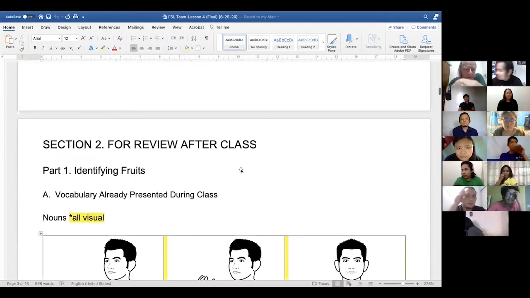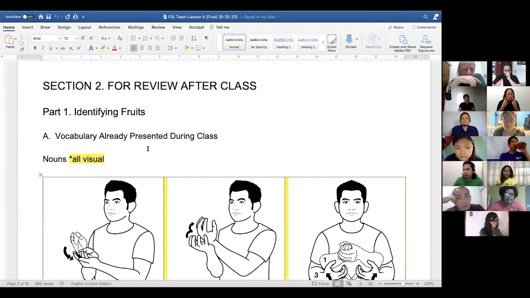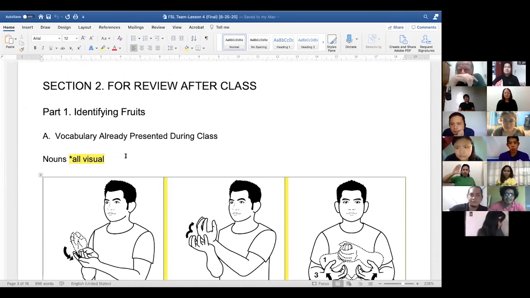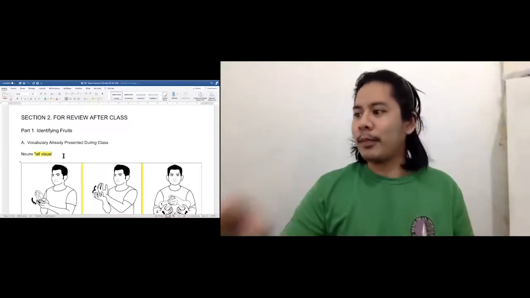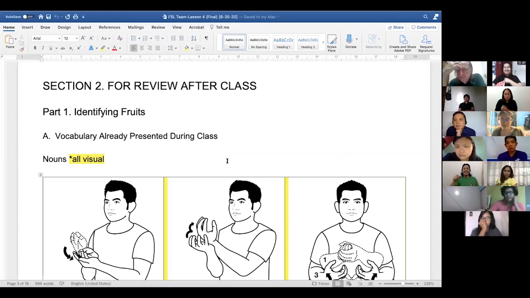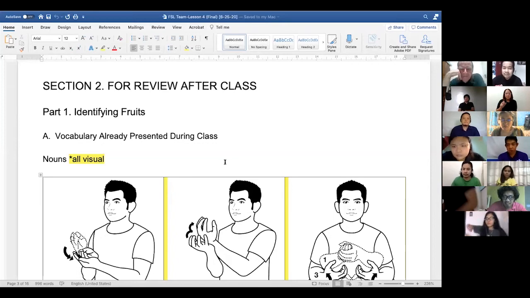So when you say all visual, what do you mean? Shaq has his hand up. All visual means that the picture will also be beside the sign. So it's just my note that I'm going to put pictures to show the fruit.